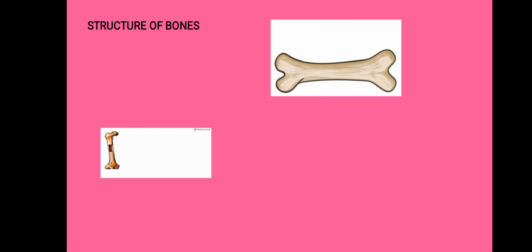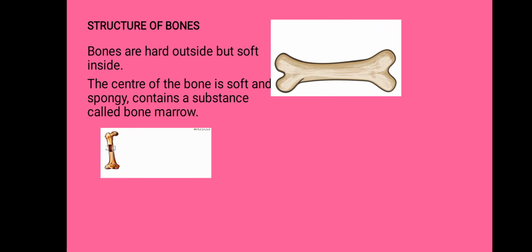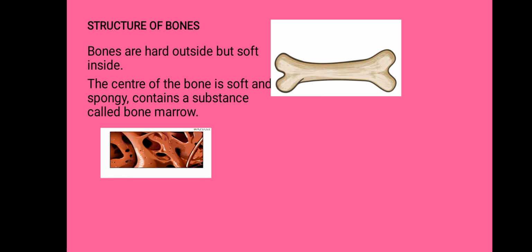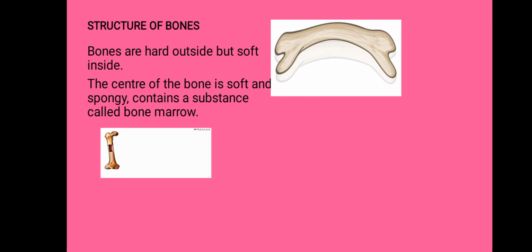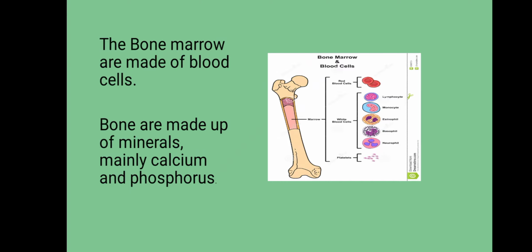We learned about the structure of bones, that they are hard outside but soft inside. The center of the bone is soft and spongy and contains a substance called bone marrow. The bone marrow has many blood cells, and the bone is made up of calcium and phosphorus.